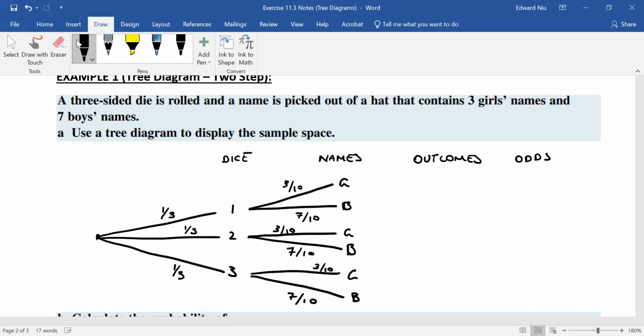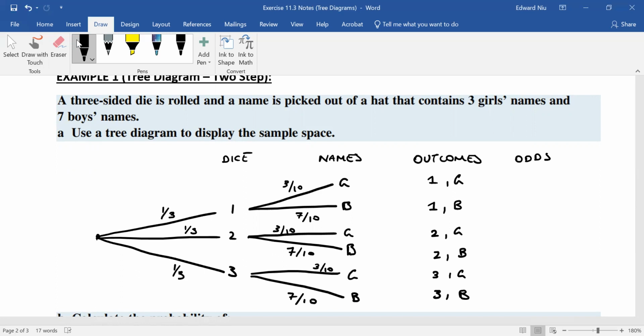All right, so here we have the outcomes. So we could get a 1 and a girl. Here we can have a 1 and a boy. So here we roll a 2 and then get a girl's name. Here we get a 2 and pick out a boy's name. Then we have a 3 and we have a girl's name. And then we have rolled a 3 and pick out a boy's name.